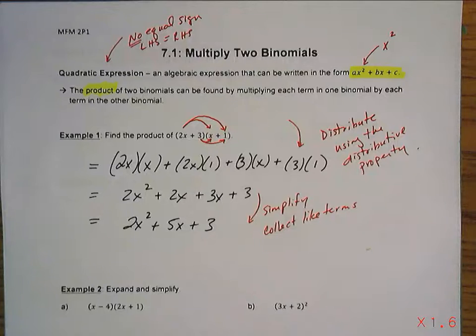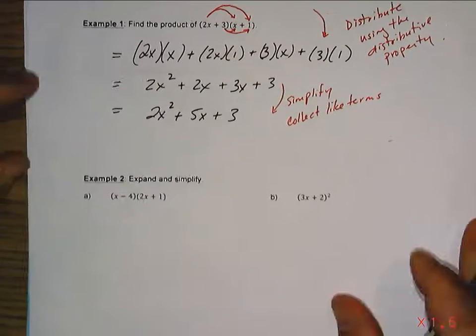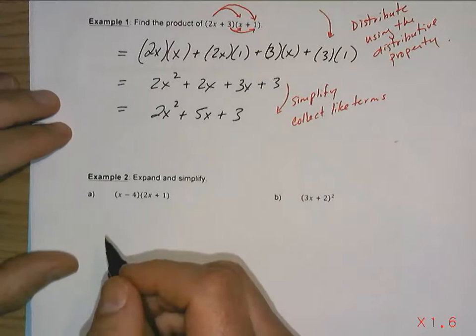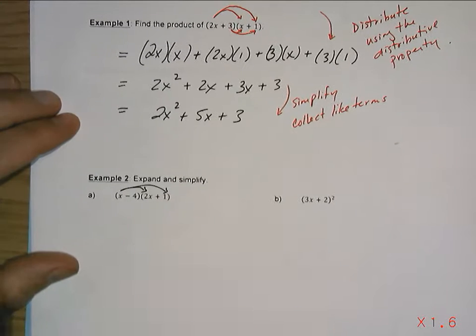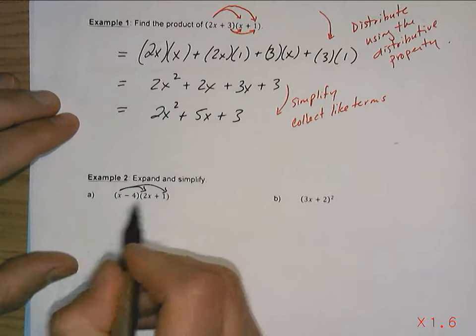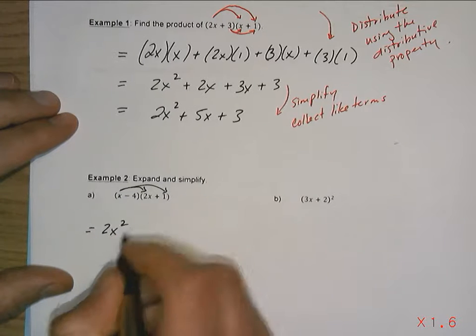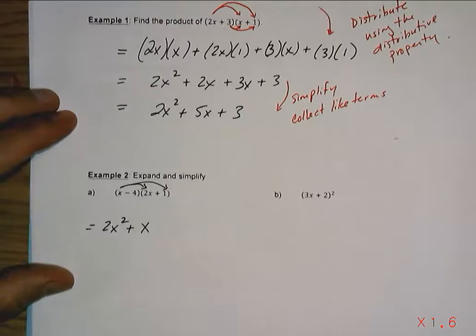Okay, welcome back. So we're going to look at example 2, and it's asking us to expand and simplify. We've learned how to do this in the previous two videos. So doing my arrows, don't forget your arrows, they're important. And then stop after the first two. X times 2x is going to be 2x squared. X times 1 is going to be 1x. I could put the 1 in front of it or just write the x, it doesn't matter.